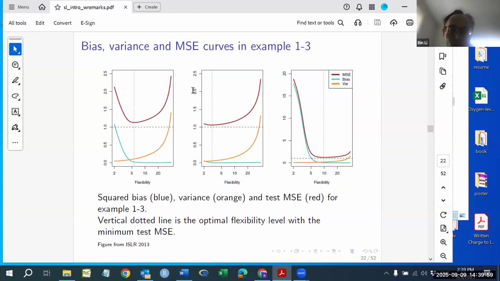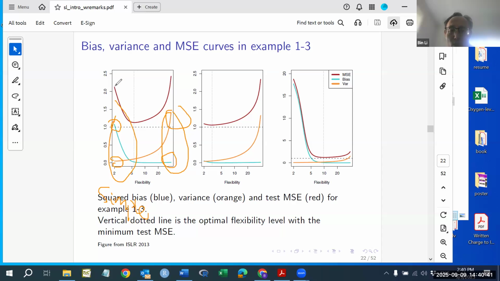Okay, now let's look at the bias, variance and MSE curves in examples 1, 2, 3. The orange one shows the variance curve. The blue one shows the bias squared curve. When the flexibility is low, that means when the model is very simple, you can see the bias is very high, but the variance is very low. When the model is very complicated, you can see the variance is very high, but the bias is very low.